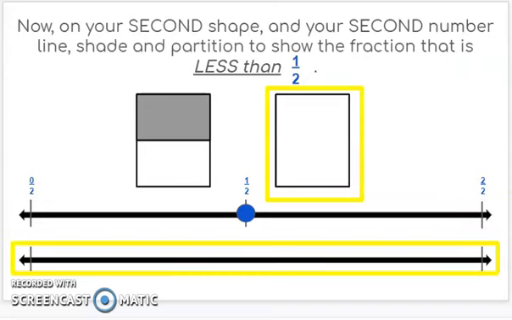All right, here's your next challenge. On your second shape and your second number line, shade and partition to show a fraction that is less than 1/2. You get to pick any fraction you want to, but whatever fraction you show on both your shape and your number line, it needs to be less than 1/2. Go ahead and pause this video until you have that accomplished, and then you're going to help be the teacher and grade some students' work.